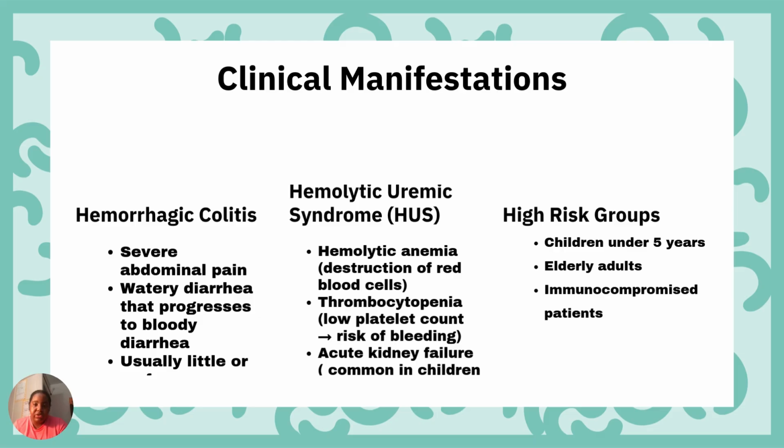The reason children are the most vulnerable is that their kidneys are still developing, making them more susceptible to toxin damage. Even a small amount of the toxin can trigger HUS in younger patients, which is why outbreaks linked to food often result in pediatric hospitalization.